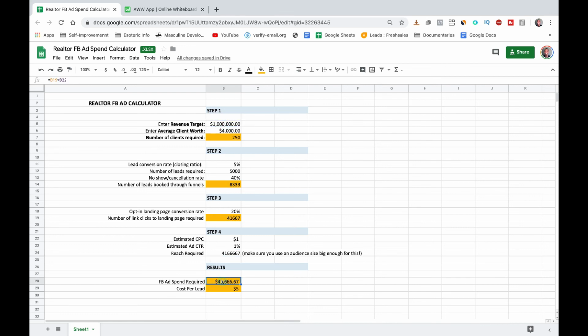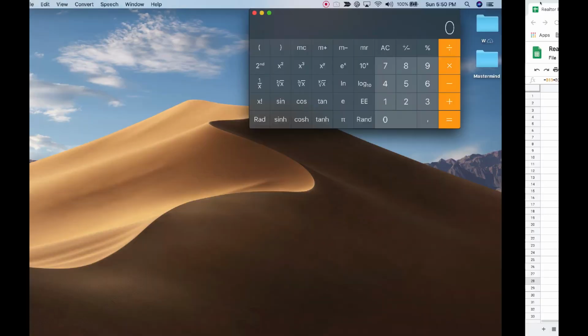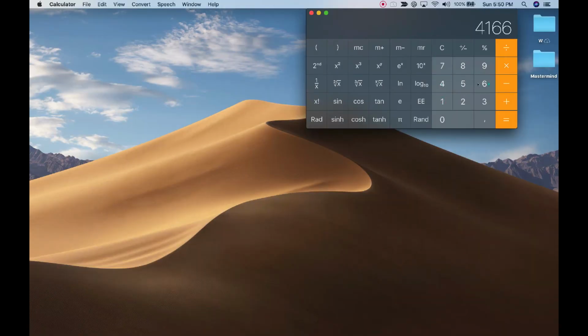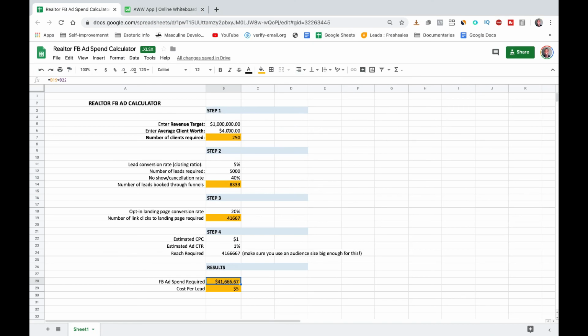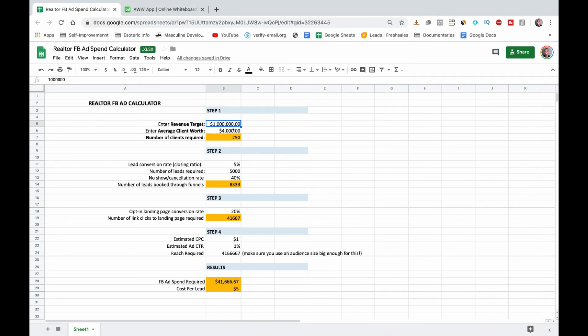Okay, but then look at the ad spend. You'd need to spend basically $41,000 in that course of a year in order for you to make $1 million. So you would basically need, let's calculate this here quick, you'd need to be spending around $3,472.25 a month in order for you to make $1 million. That's 7 figures. Now that's insane. That's like, wow, if I can just spend 3.4 grand to make $1 million every single year, that's insane.